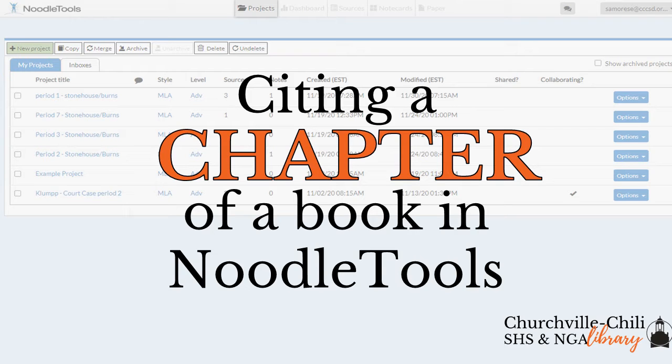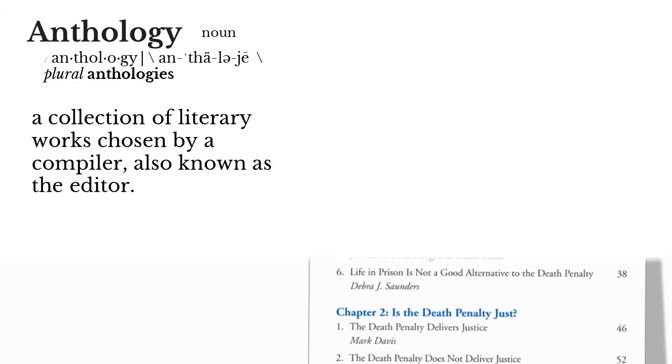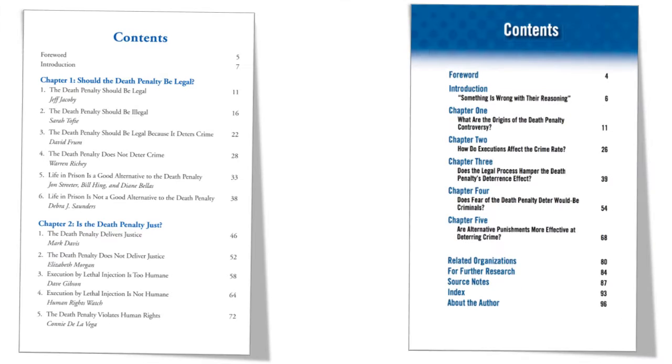In this quick video tutorial, I'm going to show you how to cite a chapter or section of a book. This is also known as an anthology. An anthology is a collection of works chosen by an individual, generally an editor. I like to think of these books as mini databases. They contain relevant arguments or information on given topics. For example, this table of contents we can see focuses on the argument and ethics of the death penalty.